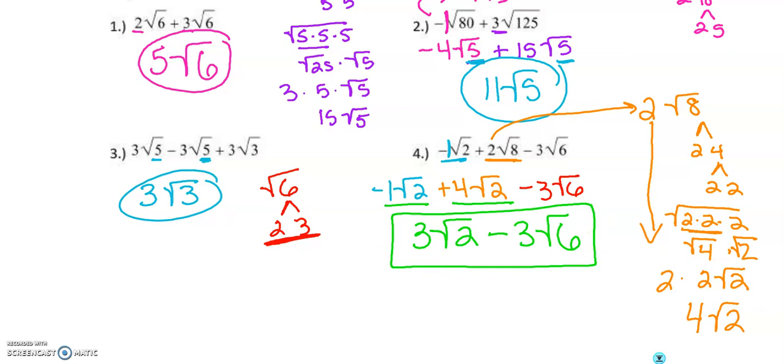We started with 3 separate radical terms, and now we're down to 2 separate radical terms. And again, that's as far as we can go because the number under the radical is not the same. They are 2 separate values. So I've got 3 radical 2 minus 3 radical 6. You also can't cancel out those 3's from in front.